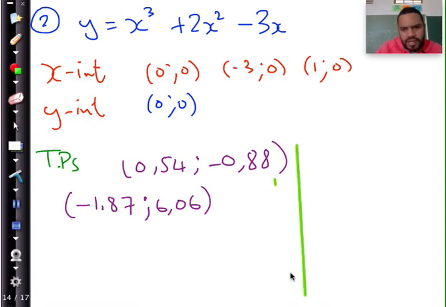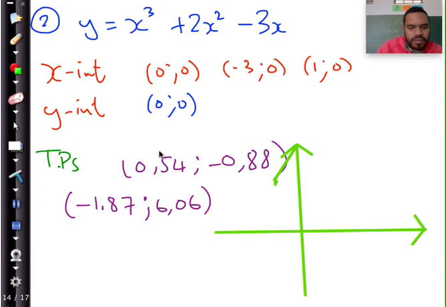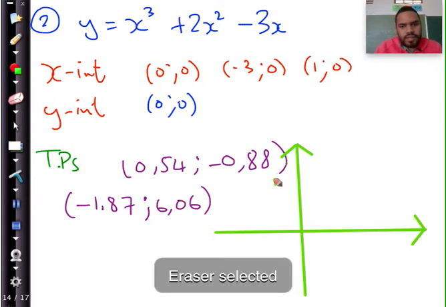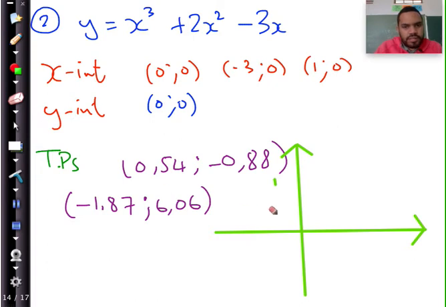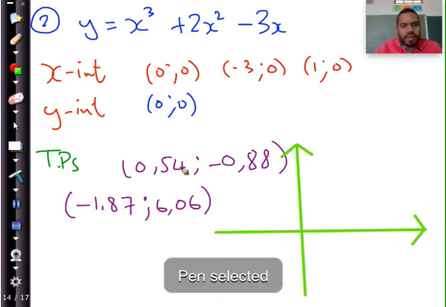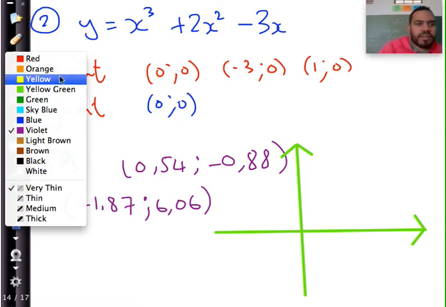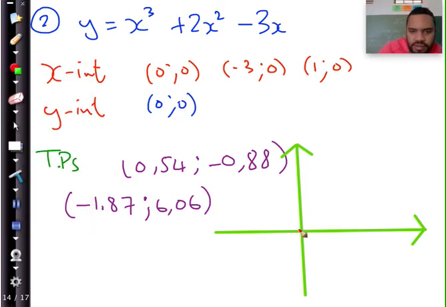Now let's get our coordinate system going. There's my axes, as you can see. Okay, let's plot these points. I'm going to put down my x coordinates, which is at 0 and 0. Minus 3, which is round about there. And then positive 1 and 0, which is about there. Those are my x-intercepts, right? Then I also note that I've got a y-intercept, which occurs over there.